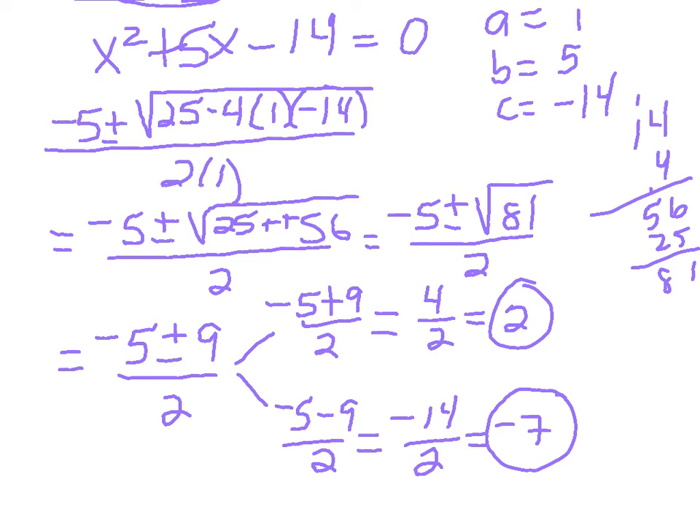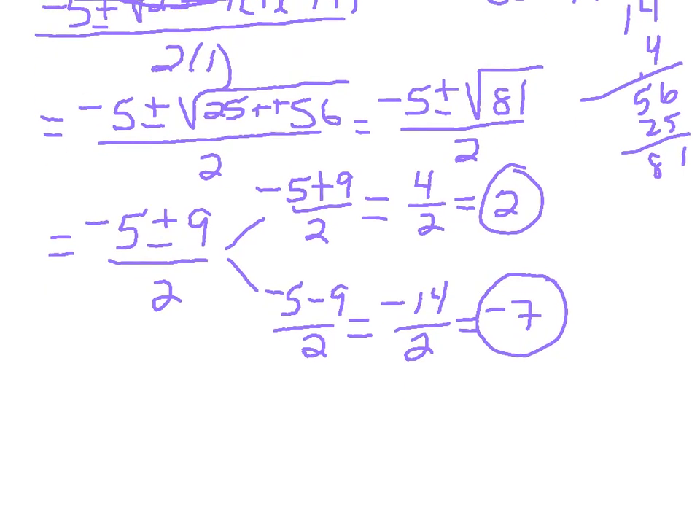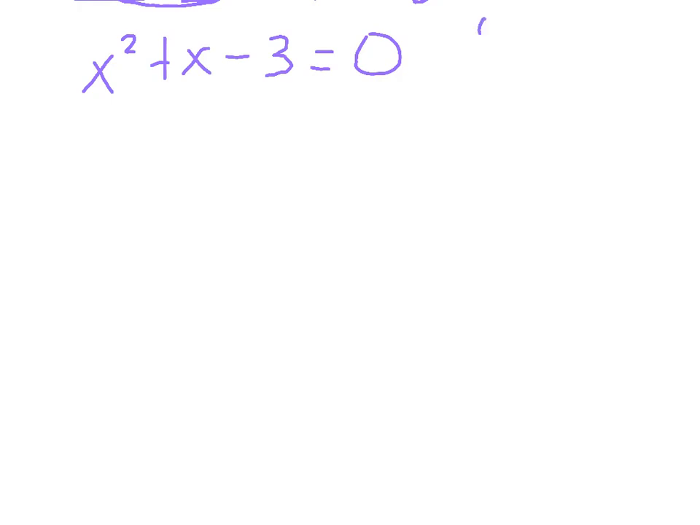Again, this one I would really suggest you try to hit the pause button, copy it, and give it a whirl on your own. Leave some room here. Let's try x squared plus x minus 3. Okay, hit that pause button and carry on. So a is 1, b is 1, c is negative 3.